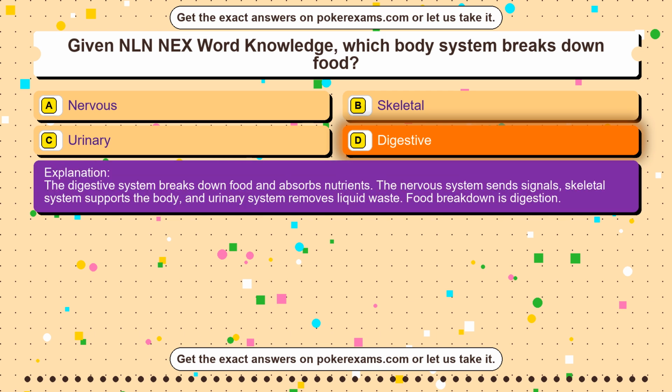The digestive system breaks down food and absorbs nutrients. The nervous system sends signals, skeletal system supports the body, and urinary system removes liquid waste. Food breakdown is digestion.